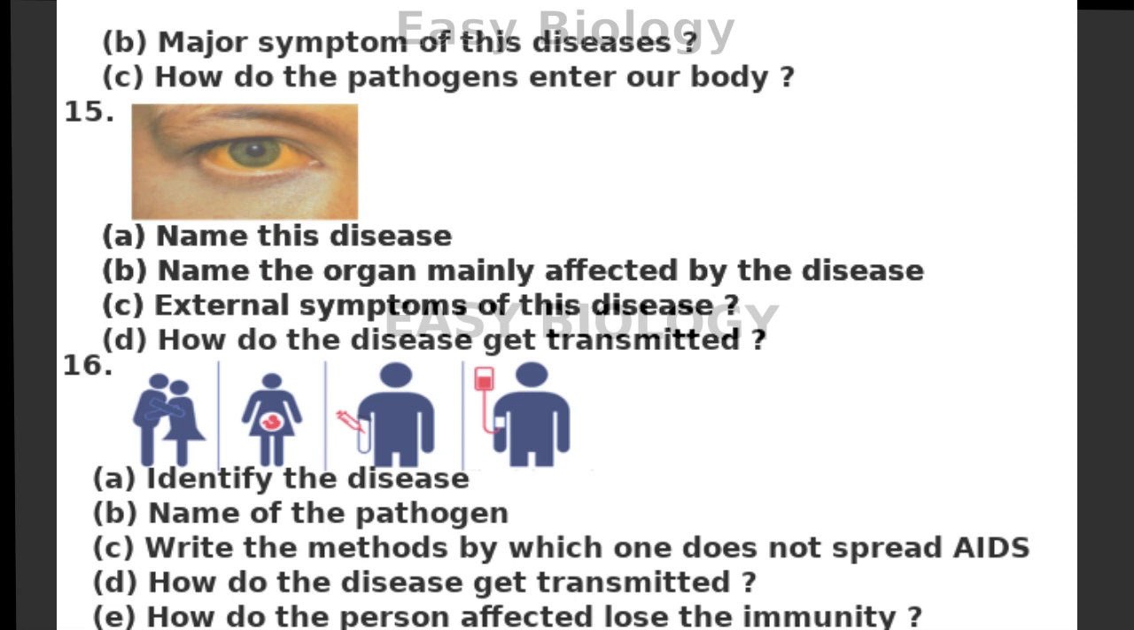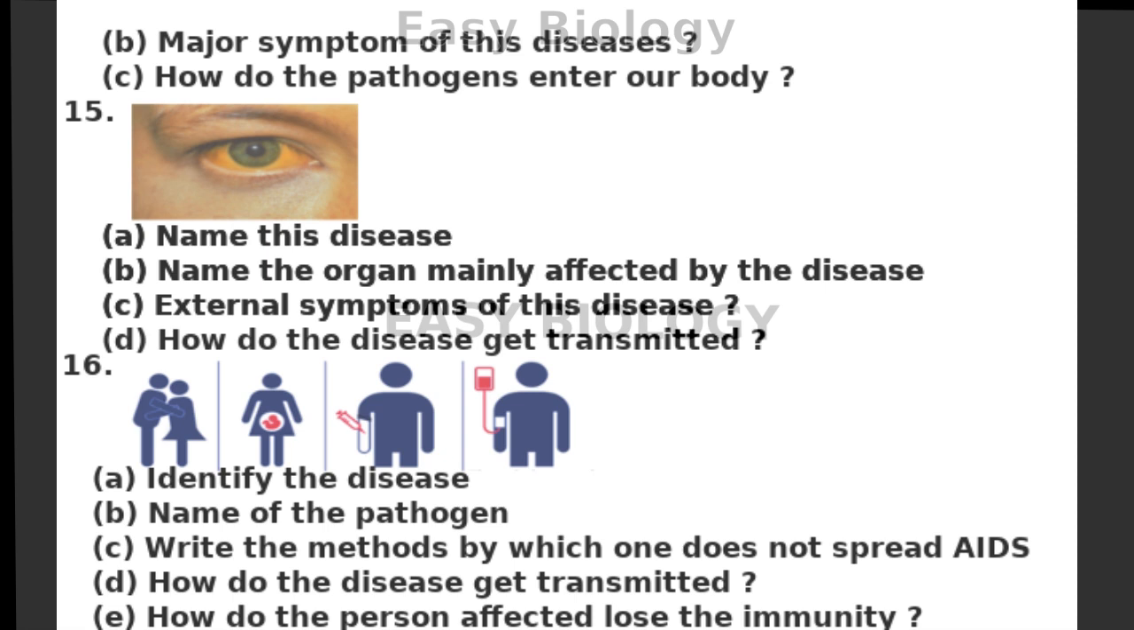Question 16B. Name of the pathogen. Answer: HIV, Human immunodeficiency virus. Question 16C. Write the methods by which one does not spread AIDS. Answer: by touch, shaking hands, coughing, sneezing, etc.